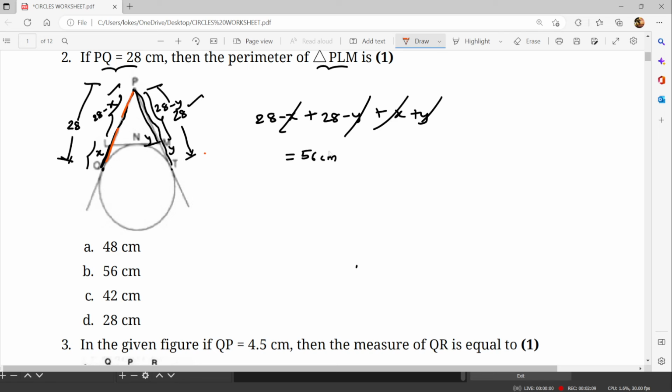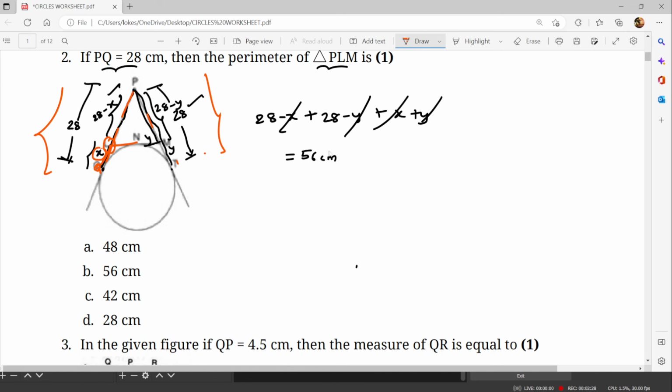So PQ is one tangent and PT is one tangent. So that's why this is 28 and this is 28. And if you observe carefully, L is also an external point. So LQ is one tangent and LN is the other tangent. So L is an external point, so both of these should be equal.